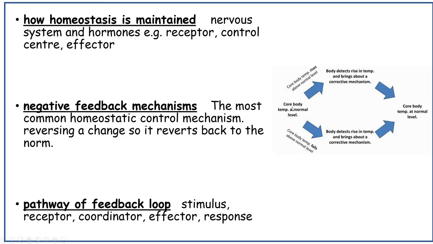As an example, you can see if the core body temperature is normal, that's a normal level. If the core body temperature rises above normal level, the body detects the rise and brings out a corrective mechanism to bring it back down again. If it gets too low, the body temperature is detected and brings about a corrective mechanism, and then it goes back to core body temperature. The pathway of a feedback loop is stimulus, receptor, coordinator, effector and response.